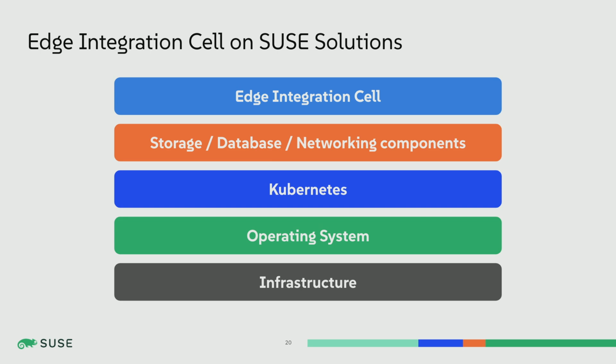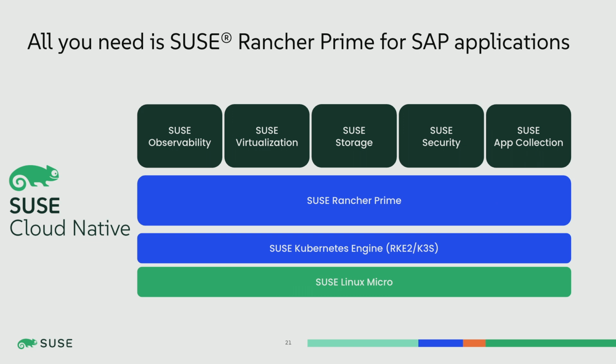In our use case we use MetalLB, and then you can deploy the 2 components from the cloud, the Edge Lifecycle Management and the Edge Integration Cell. And to run the platform, all you need is Runtime Prime for SAP applications. We heard it this morning, it was announced. It's a bundle which contains everything you need to run Edge Integration Cell in the data center.